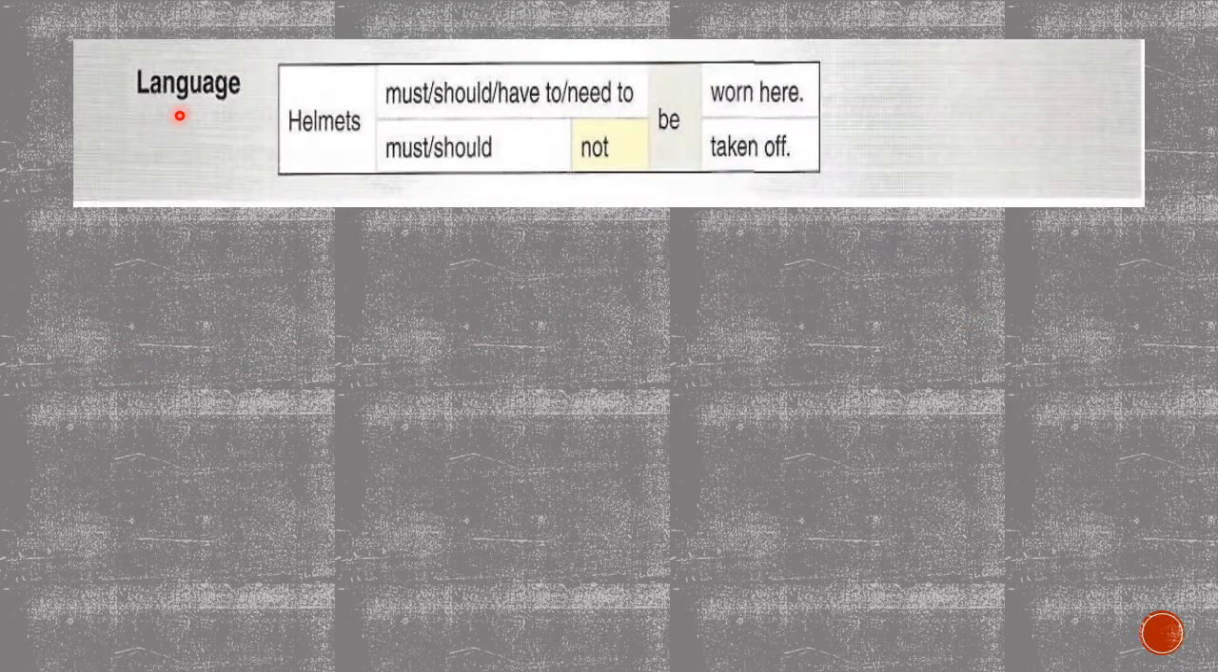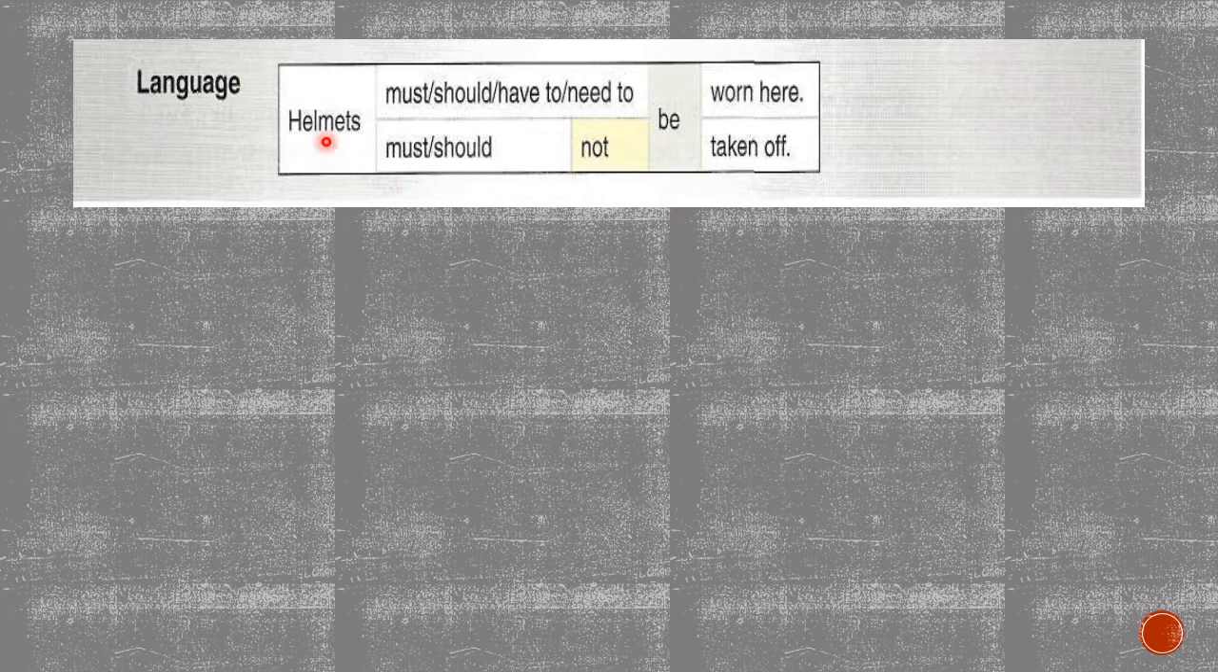Now, please look at the language box on page 42. We want to talk about some modal verbs. Modals. You know modals like must, should, have to, will, would. Now, we want to talk about some of them. Look at the first example. Helmets must be worn here. Must be worn here. This is a necessary thing, an essential thing, something we have to do. Okay, it's obligatory or it's necessary. Or we can say helmets should be worn here, or have to be worn here, or need to be worn here. Okay, so we use must, should, have to, need to when we talk about necessary things.